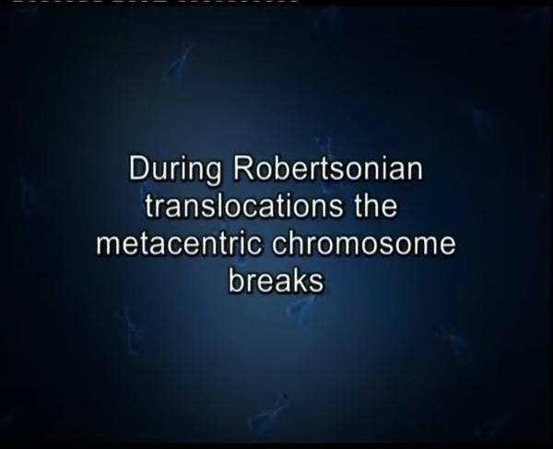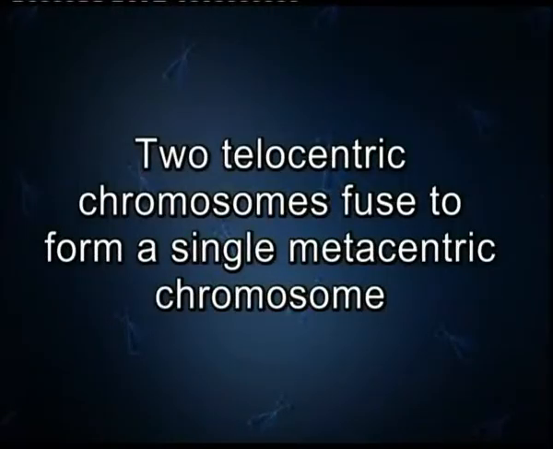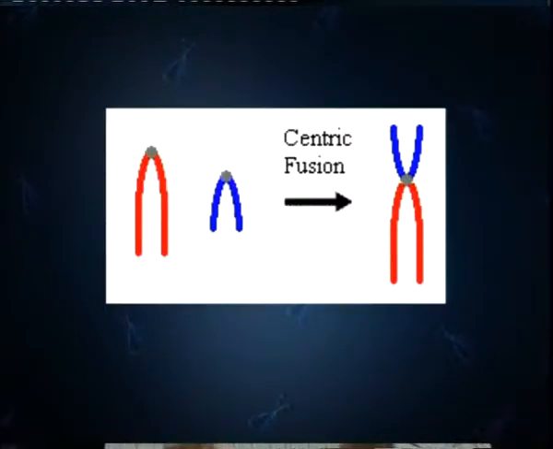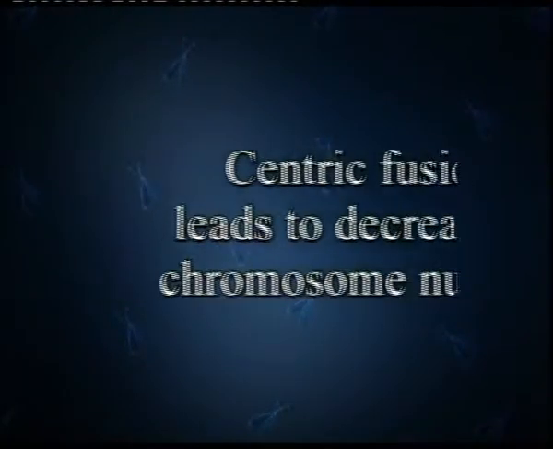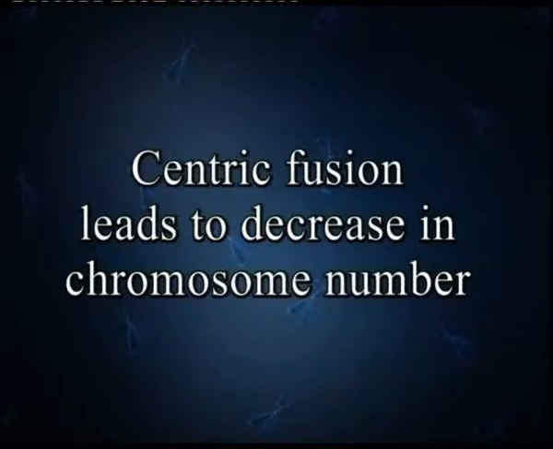As we have seen during Robertsonian translocations, the metacentric chromosome breaks, giving rise to two chromosomes by a process of centric fission, and two telocentric chromosomes fuse to form a single metacentric chromosome by centric fusion. Both these events lead to change in chromosome number. Centric fission leads to increase in chromosome number, centric fusion leads to decrease in chromosome number. Therefore, this leads to change in karyotype composition of a species.